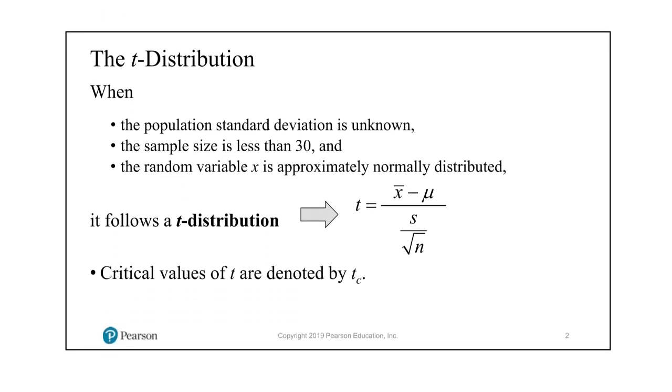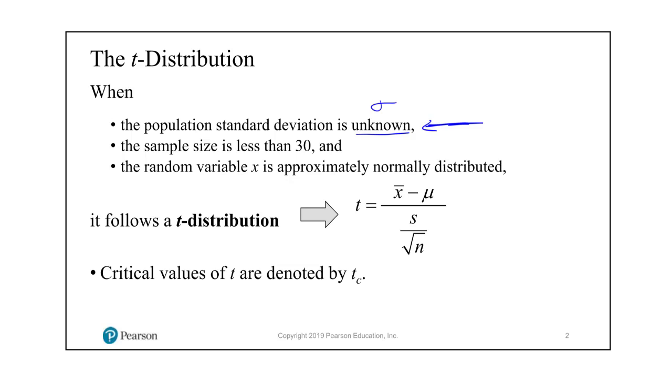So the t distribution. We're going to be using this when the population standard deviation is unknown. Sigma is unknown. Now, essentially we're going to be using this when the sample size is less than 30 and the random variable x is normally distributed, or approximately normally distributed. So our population is at least approximately normally distributed.